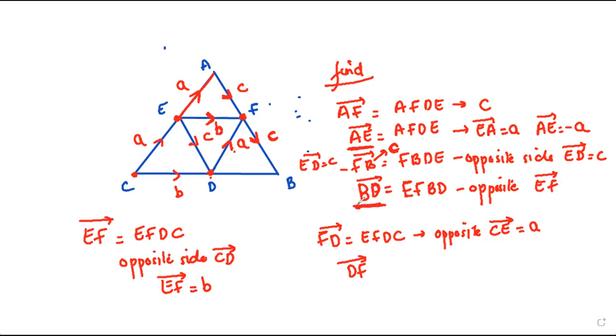Now coming back to this. If the opposite side of B to D is E to F, then D to B will also be B, because opposite sides are equal in magnitude and direction. But our question is B to D. So if D to B is B, then B to D will be negative B. So these are our final answers.